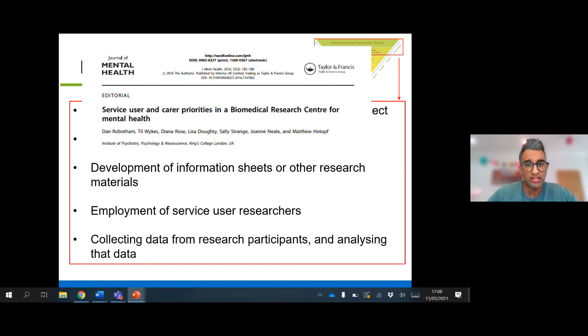Also the development of information sheets or the research materials, employing researchers who have experience of using mental health services. And we have a department called the Service User Research Enterprise, SURE, where you have experts by experience, amazing researchers who really understand the mental health system, because they've gone through it. So it's very informed, and these researchers are going out, collecting data from research participants, and analysing that data. They're running the focus groups, analysing that data, so they have in-depth understanding about what's going on. So that's what we're talking about, the partnership level.